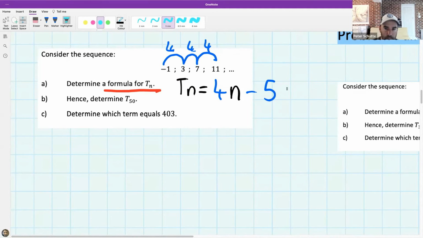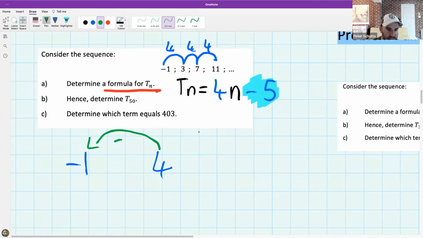And the most difficult part is the -5 over here. And the way to do it is just to think, okay, what have I got as my current first term? Where do I need to get to? I need to get to -1. What is the journey to get from 4 to -1?